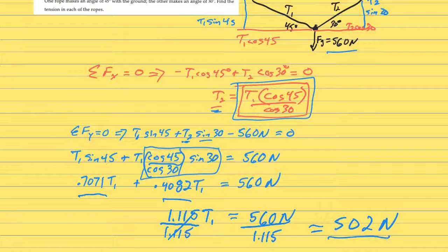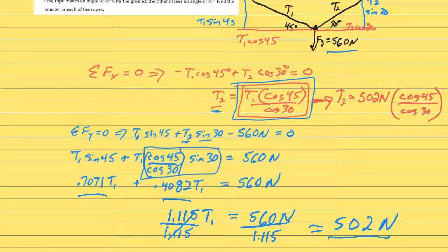All right, let's come back and throw it into this equation. So T2 will equal T1, which now I have a value for, 502 newtons. But you still have this cosine of 45 over cosine of 30 hanging out here. So I'm going to do the cosine stuff first. Cosine of 45, enter, divided by cosine of 30, enter. And now I'm going to multiply that by 502, and I get 409. So T2 equals 409 newtons.